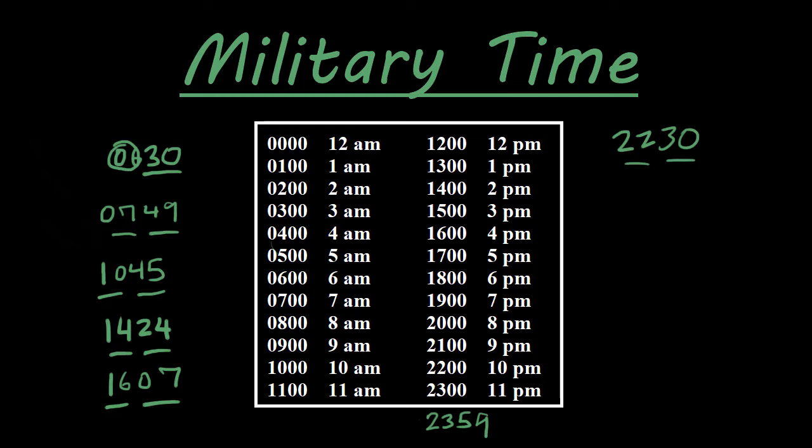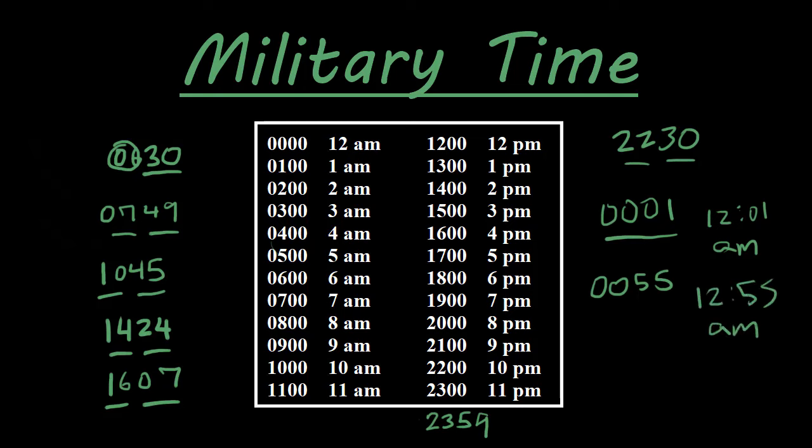And then let's do a few special examples. Let's say we have this. This would be said as 0001. So this would be 1 minute past midnight, 12:01 a.m. And just one final example. Let's say this. This would be said as 0055. So this would be 12:55 a.m. And just a quick note, we noticed that military time is just a string of 4 numbers and we do not include the colon.